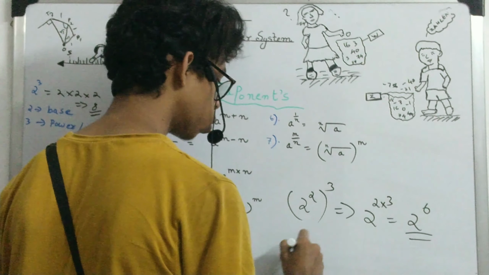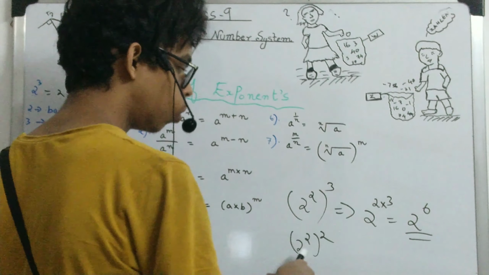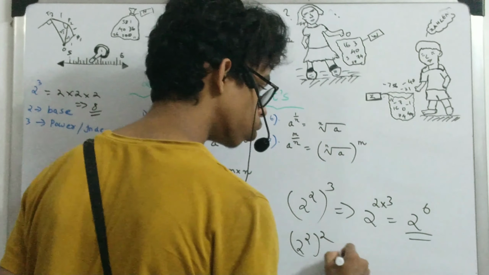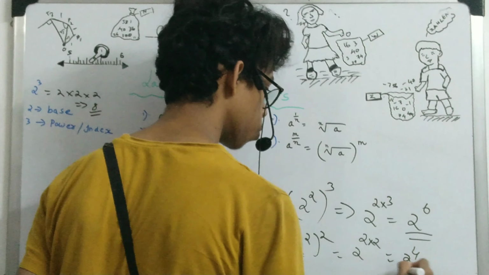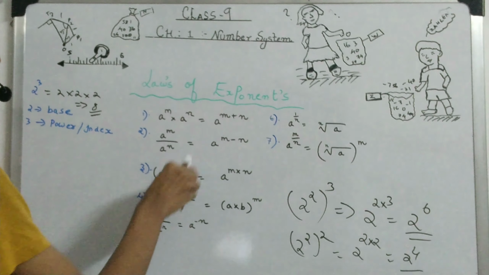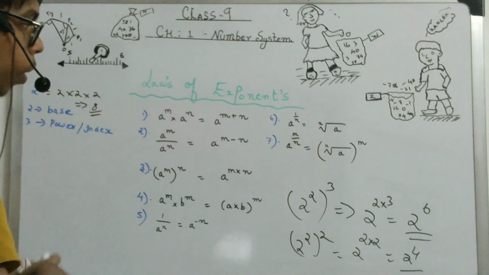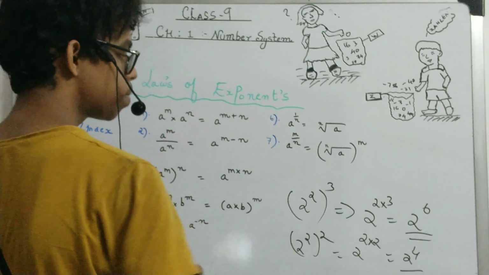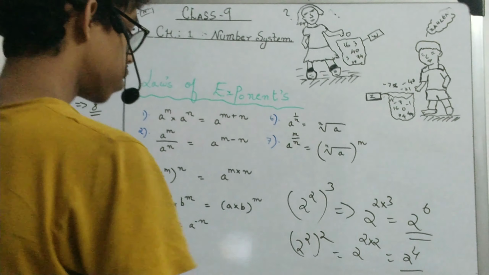If I say 2 raised to 2 the whole square, how will you do it? 2 raised to 2 into 2, which is 2 raised to 4. I hope I am clear. That is, a raised to m, the whole raised to n, is equal to a raised to m into n. We can multiply these powers and write the answer. I hope it is clear.